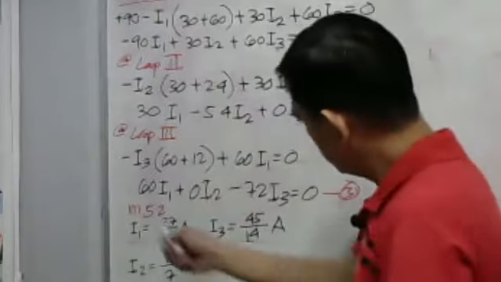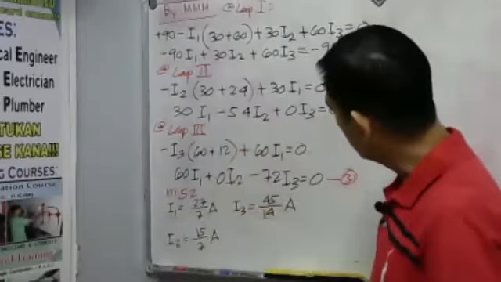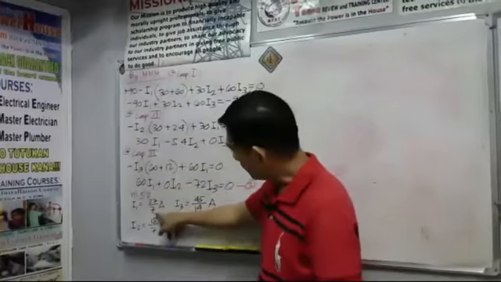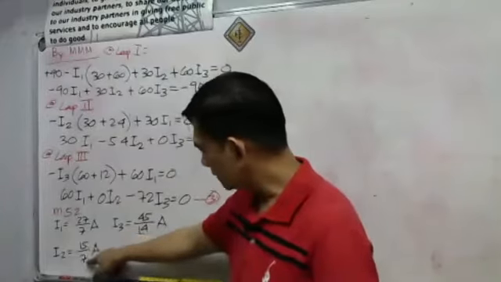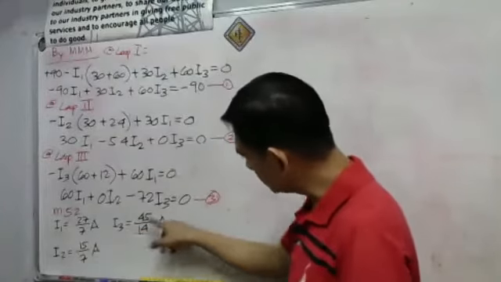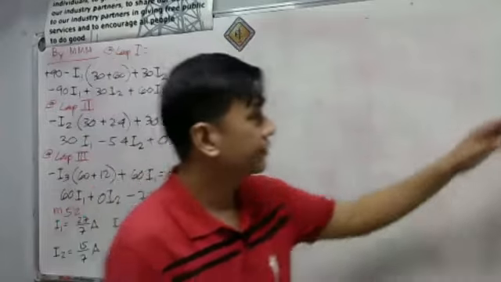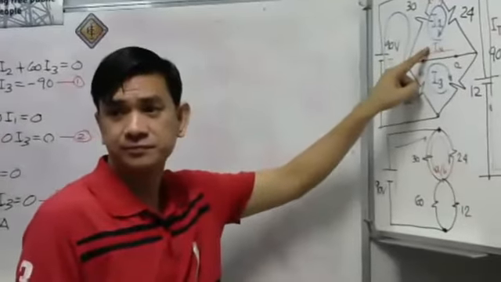Okay, so let us head now to the current. We have here our I1, that is 27 over 7. Then our I sub 2 is 15 over 7. Then we have our I sub 3, that is 45 over 14. So take a look here at our figure. Okay, we have here our I sub n.